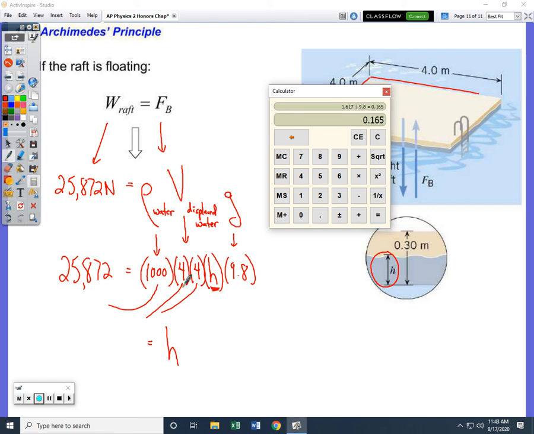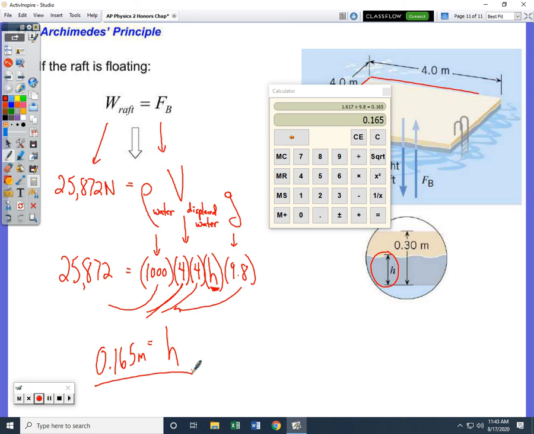So what I did is I chopped it away and just divided everything over. Most of you would probably multiply the 9.8 times 4 times 4 times 1,000, get a number and divide the whole thing over, and you should be good. And what I get is 0.165. What that means is there is 0.165 meters of raft in the water. So the amount that's actually in the water is 0.165, a little bit more than half of the entire depth of this raft. And there you have it, applying Archimedes Principle.